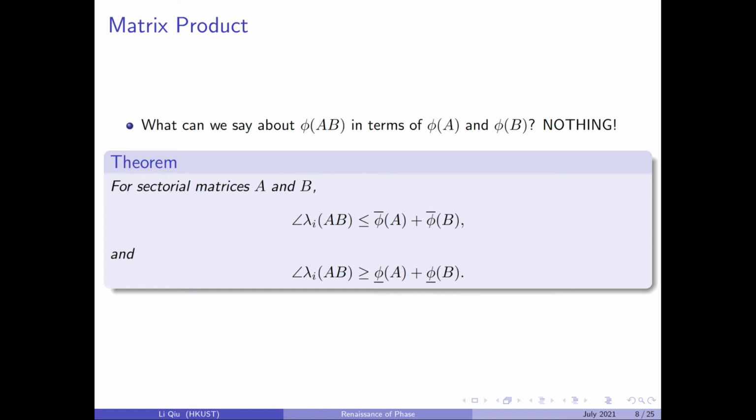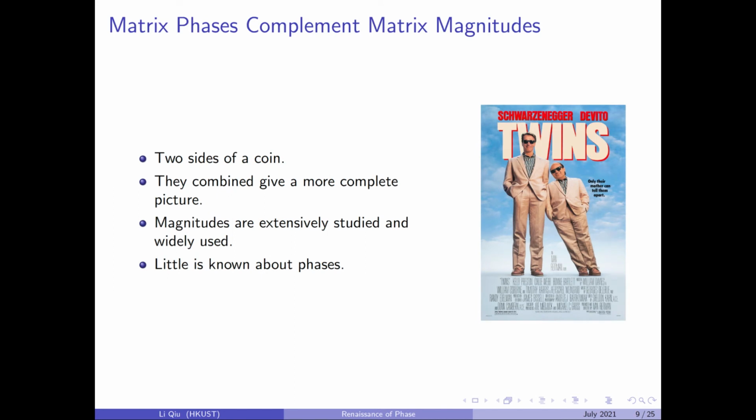It turns out that those bounds are very important. So up to this point, probably we can all appreciate that matrix phases complement matrix magnitude. So phase and magnitude are basically two sides of a coin. Combined, they give a more complete picture of a matrix. If you want to do matrix analysis, in the old days, if you only used the magnitudes, the singular values, you could say simple things, but rather incomplete, I would say. With the addition of phases, you will probably get much more information out of a matrix.